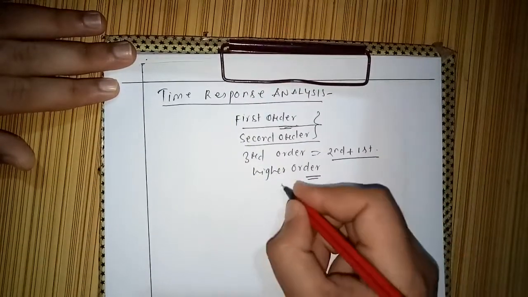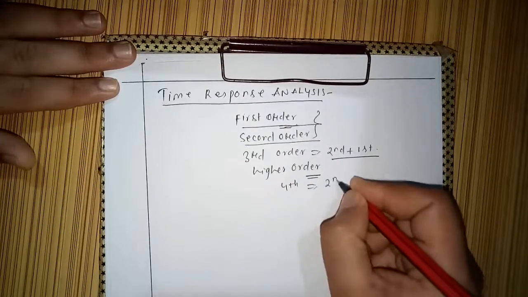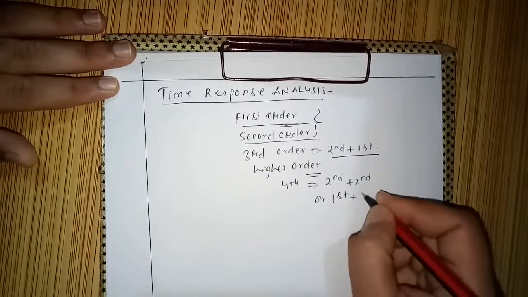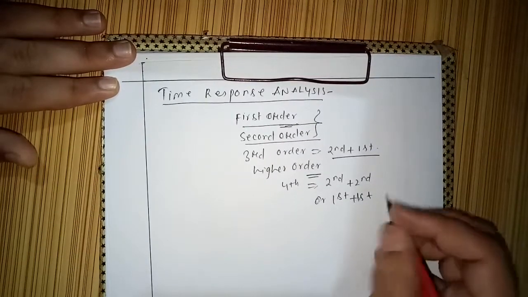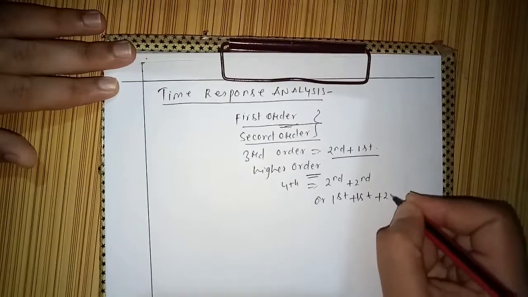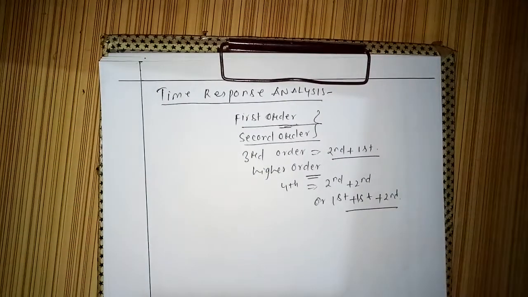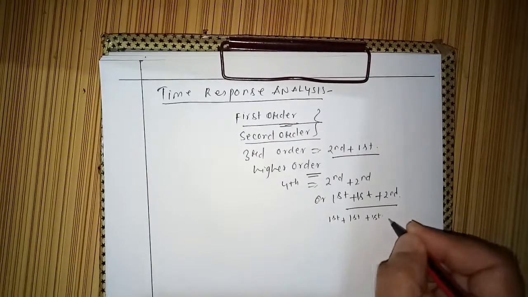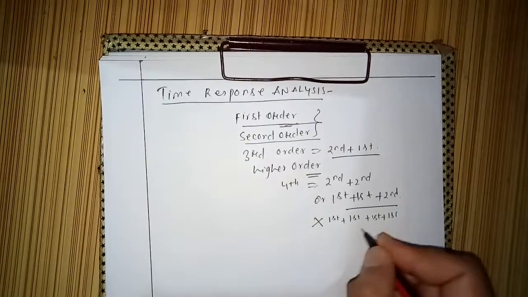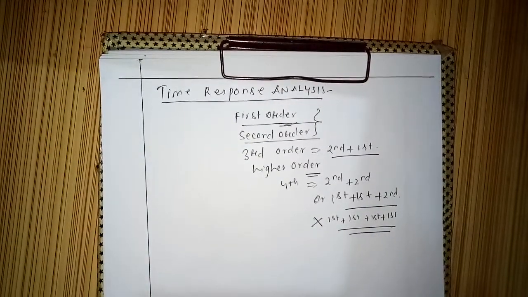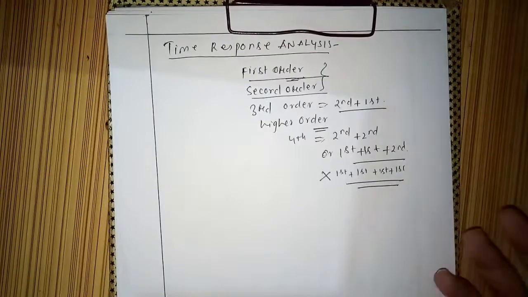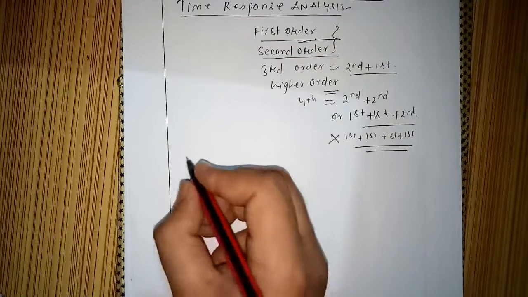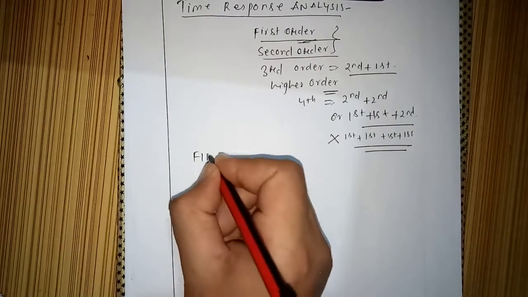And fourth order can be represented as second order plus second order, or first order plus first order plus second order, but it cannot be represented as first plus first plus first plus first order. No, this is wrong, right? This will be clear as we proceed with our analysis of first order and second order. Now first of all we will start with our first order system.